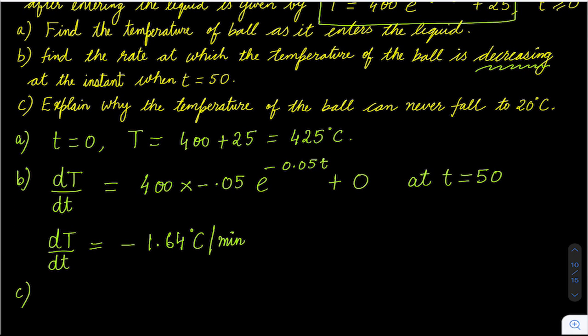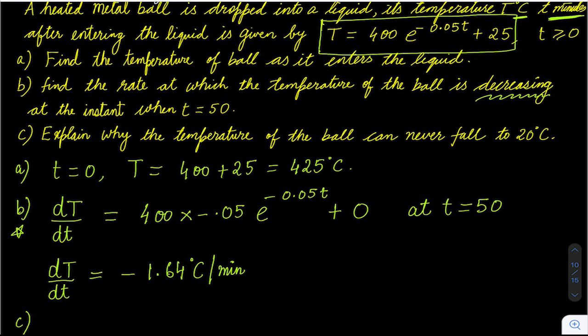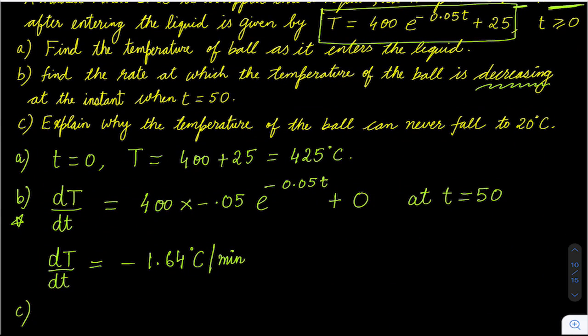Okay, let's try the C part now. This was a good one, important. Explain why the temperature of the ball can never fall to 20 degrees Celsius. Okay, how do we do this now? So this is my temperature, 400 into e power something plus 25. If I somehow find the minimum value of this temperature, then I can say whether it is below 25, below 20 or not, right? So I think that's the case here.